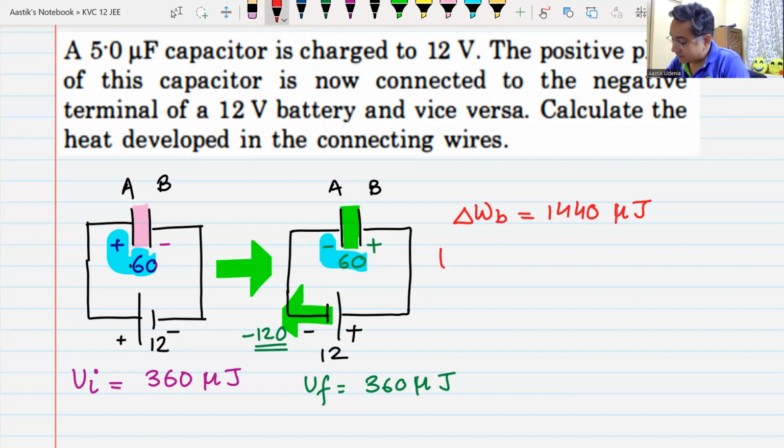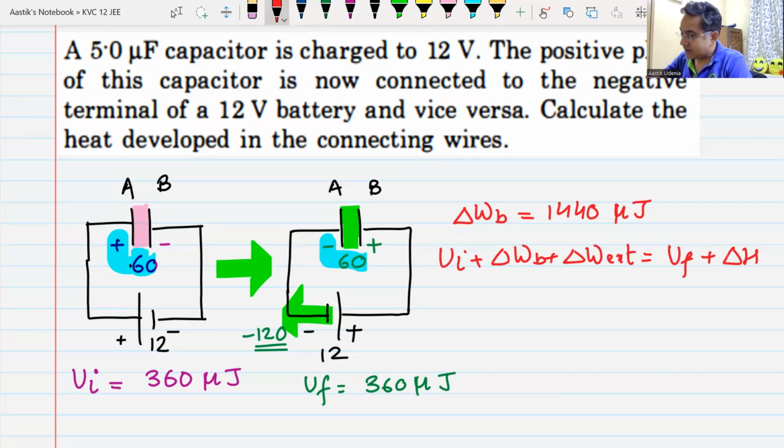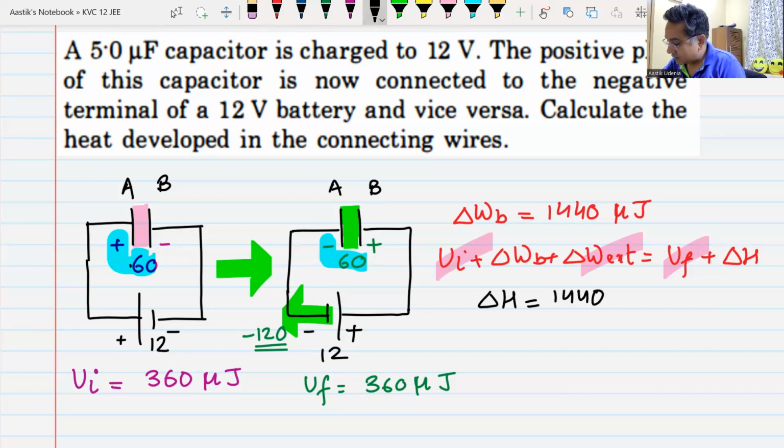Now I apply my legendary equation: Ui plus work done by battery plus work done by external forces is equal to Uf plus heat developed. Ui and Uf will cancel each other out. This is 0. So whatever is the work done by the battery is actually going as heat. 1440 microjoules. Do we understand this?